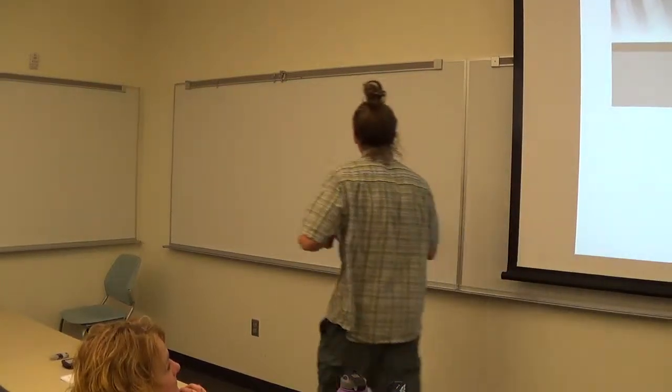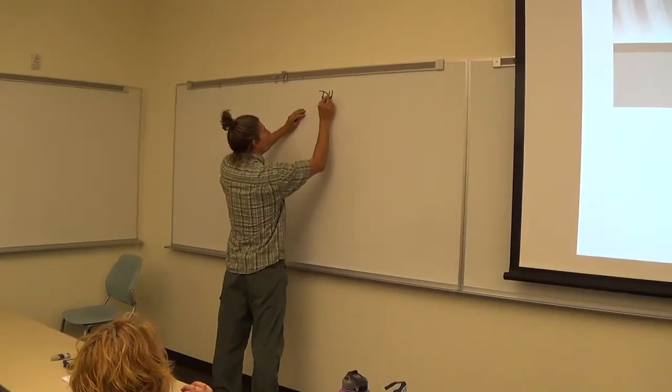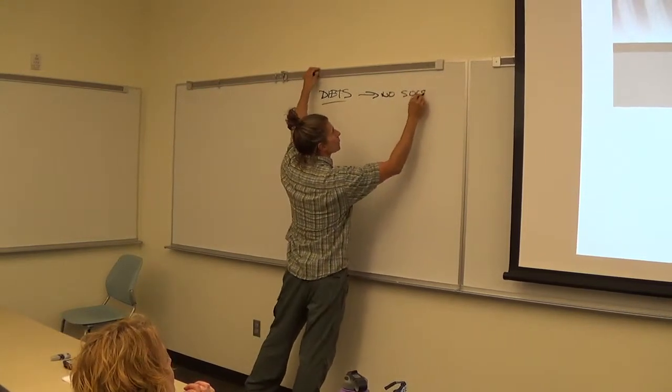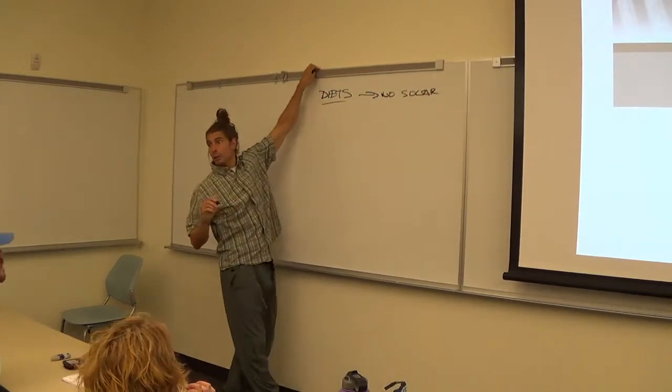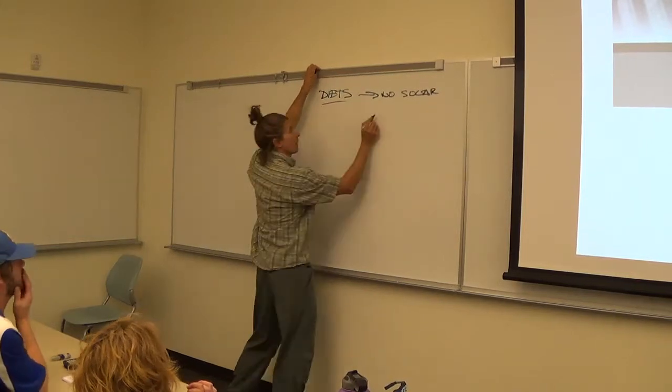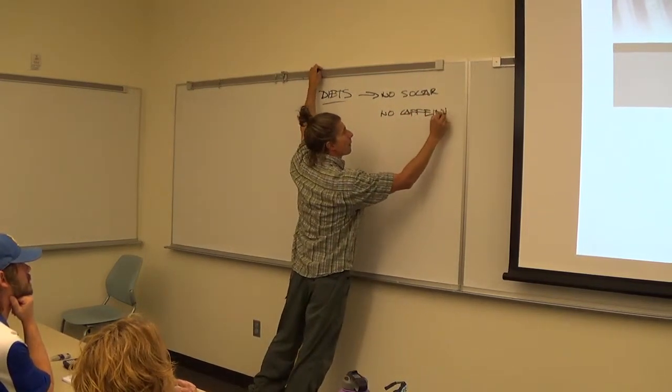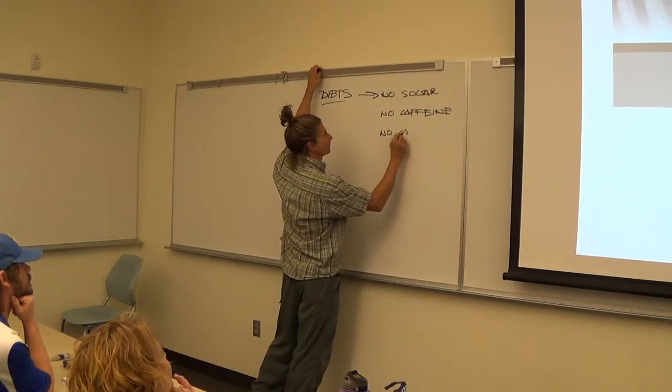Kids on diets. Let's talk about what kind of diets they could go on. So we got a no sugar diet, right? No sugar. What other? No caffeine. No carbs. No chicken nuggets. Mystery meat.